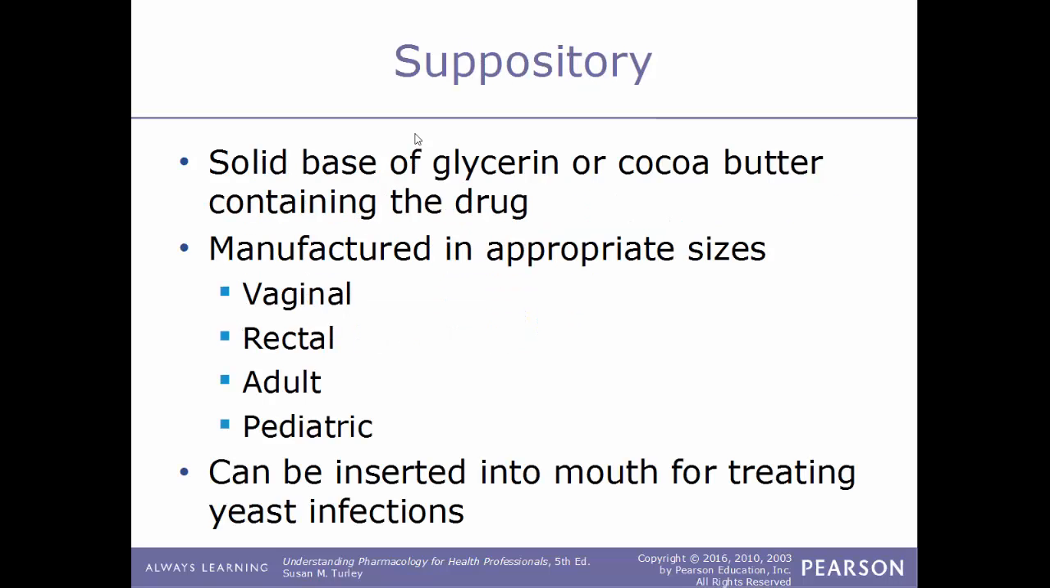Alright, another form of drug intake, suppositories. This is a solid base of glycerin or cocoa butter that contains the drug within it. Now these are going to be manufactured in appropriate sizes because these are administered either vaginally or rectally, and also in different sizes for an adult versus a child. Now suppositories can be taken orally in an effort to treat yeast infections.